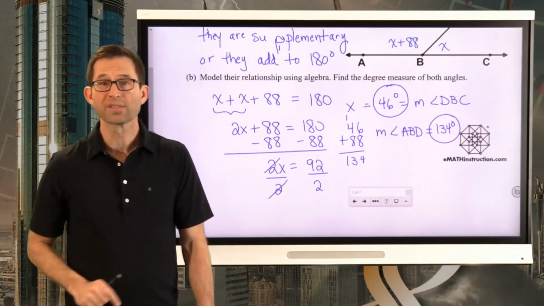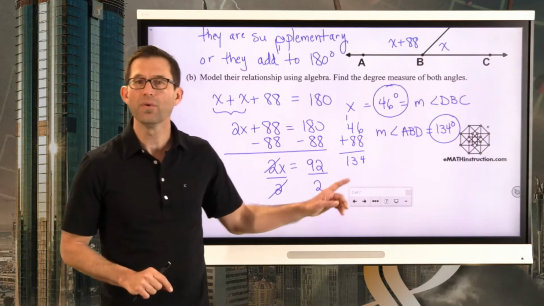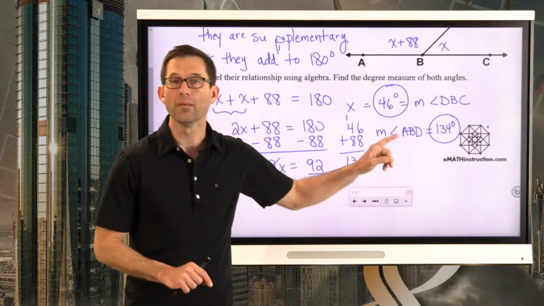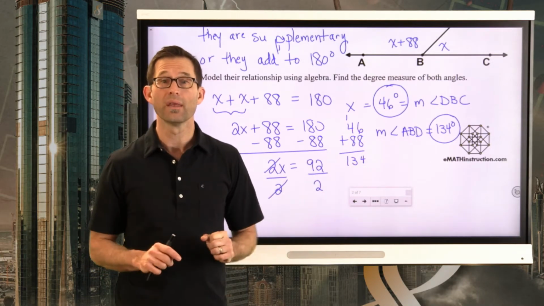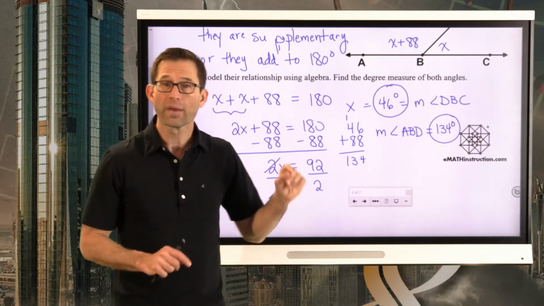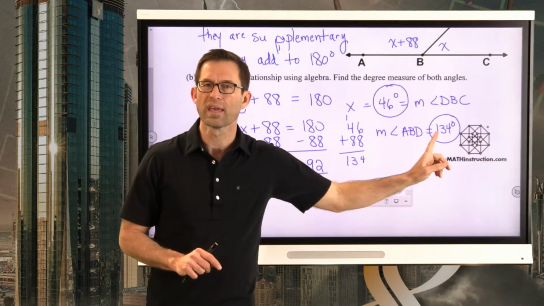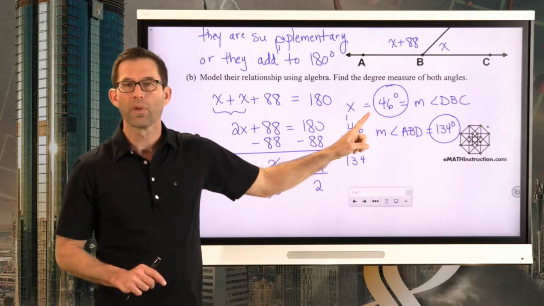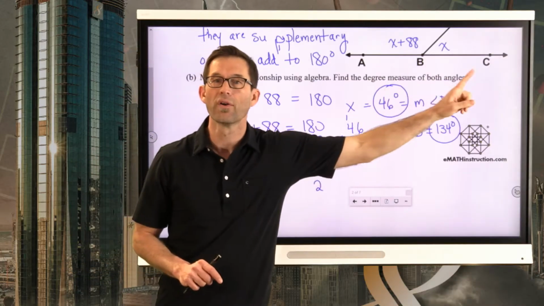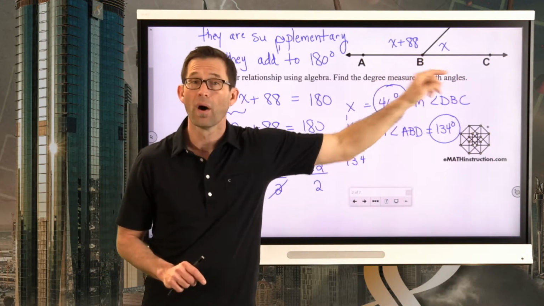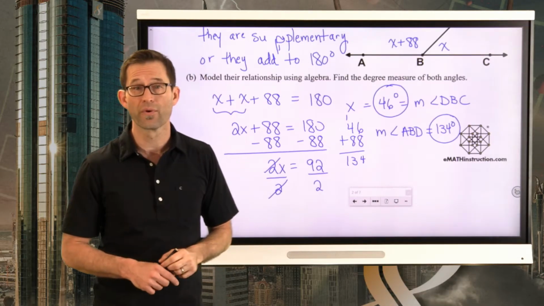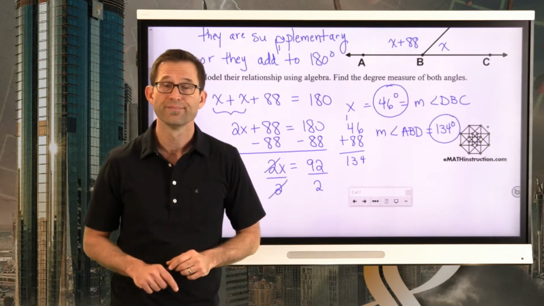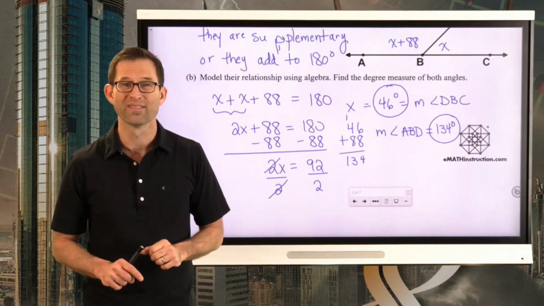One of the nice checks on this, right? Notice that I figured out the measure of ABD by taking the measure of DBC and adding 88 to it, because we knew that it was 88 degrees more. But now I could do just a quick mental check and say, is 134 plus 46 equal to that 180 degree angle that I modeled this problem on? And the answer is yeah, right? 46 plus 134 is 180. So I'm pretty confident that I have the answer correct.